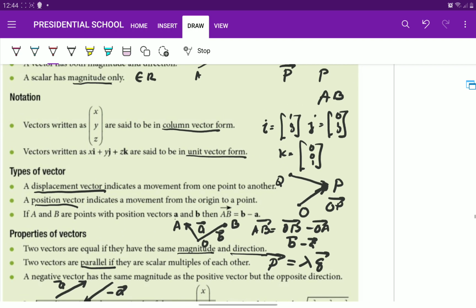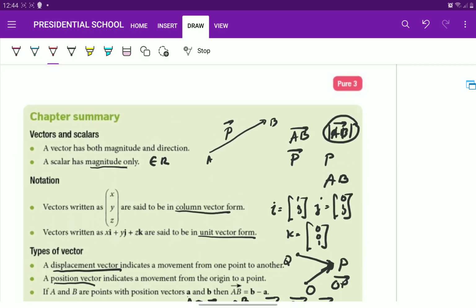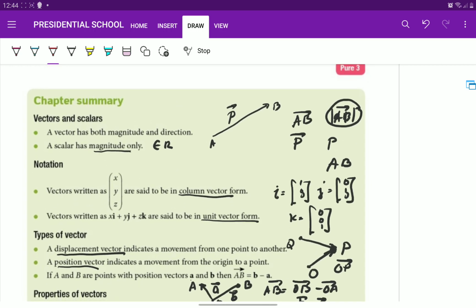So by now, please try to do all the past papers as much as possible about vectors.